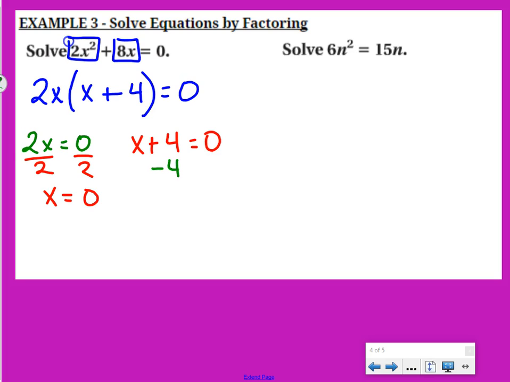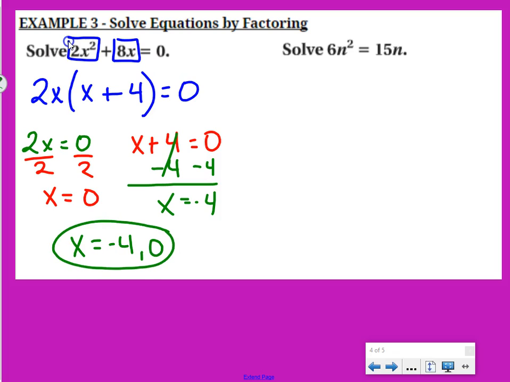For this equation, subtract 4 on both sides. We get x equals negative 4. So our answers would be negative 4 and 0. Again, we write them from least to greatest.